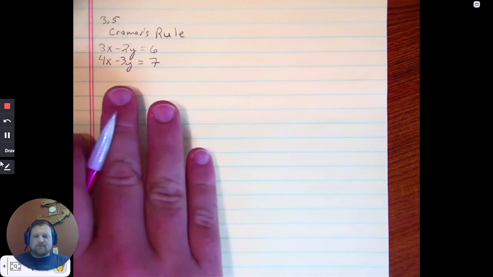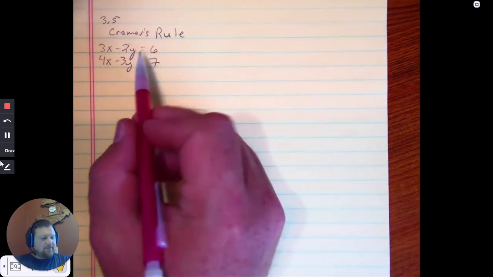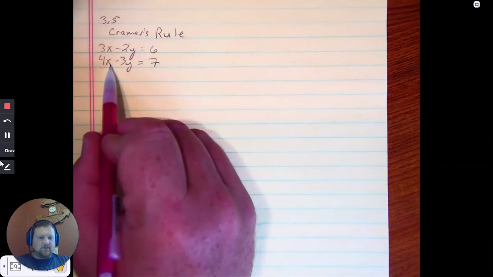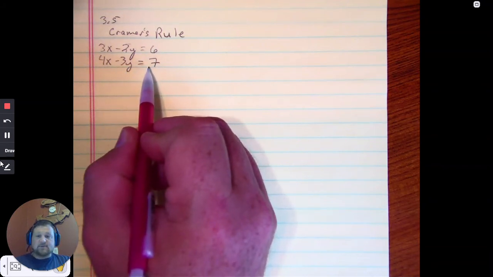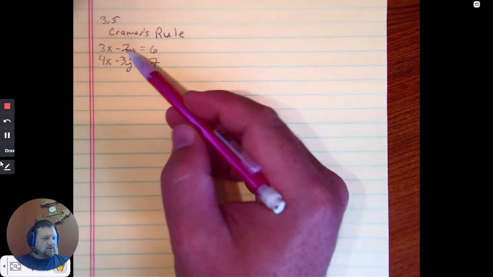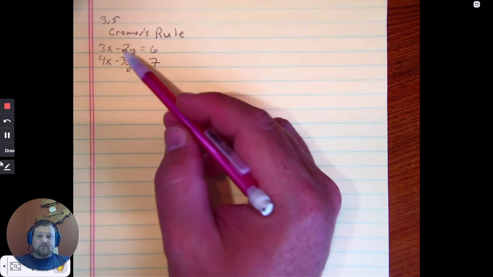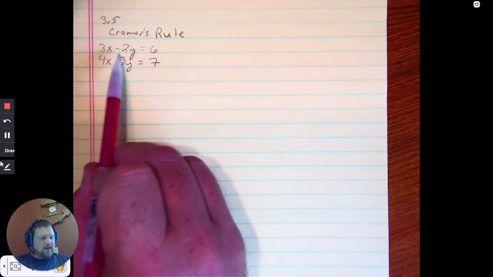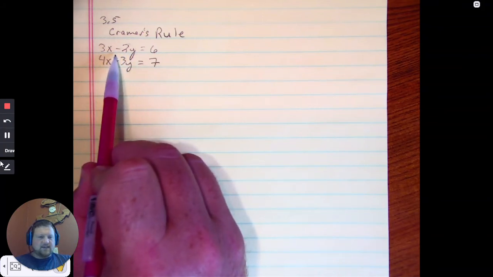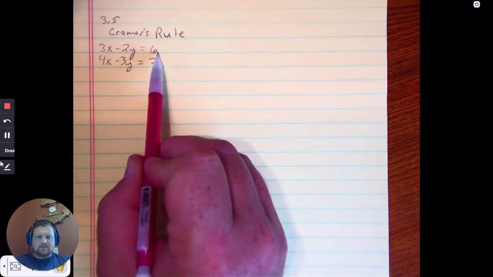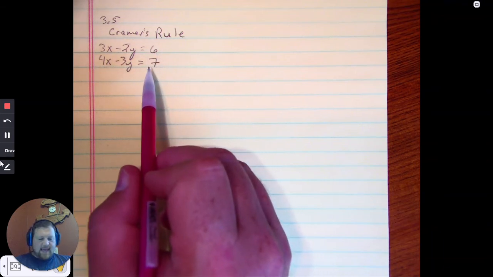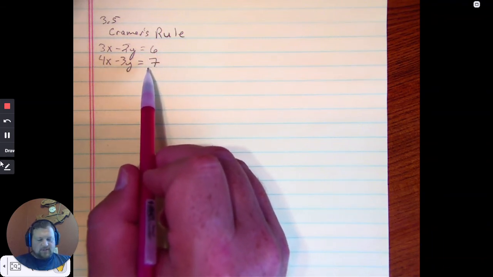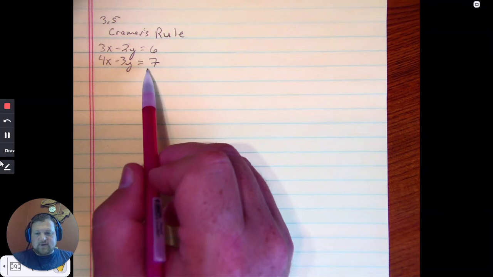Okay, so we're going to start off with this system of equations. We have 3x minus 2y equals 6, and we have 4x minus 3y equals 7. So notice how these are already in that basic standard form that we talked about earlier in one of the previous videos, right? We have our x's and y's on the same sides and our constants on the same sides. Okay, and what's going to happen is we're going to use something called a determinant. Okay, and I'm going to teach you how to do that.